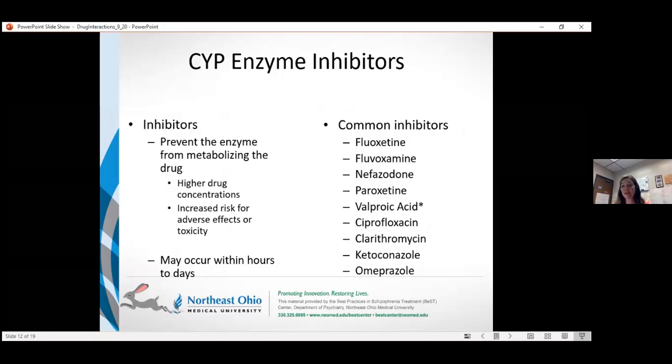And here's a number of common inhibitors. I want to draw your attention, we've got a bunch of the antidepressants that are on there. Our SSRI medications like fluoxetine, paroxetine, those are common inhibitors that we need to keep in mind. But sometimes there are antibiotics or antifungal medications as well. So if a new medicine is added, it's really important we look at the whole profile because it might cause some changes.